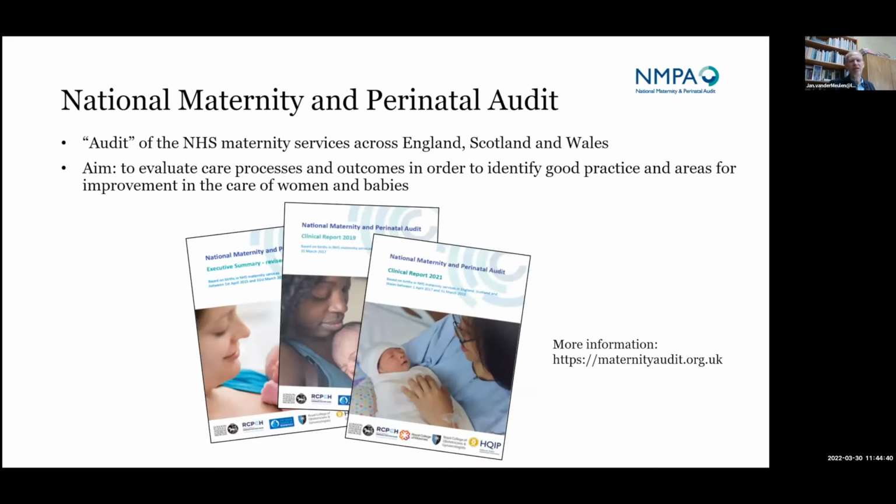Okay, let me give you an example. As I said to you before, the National Maternity and Perinatal Audit is an audit, a quality assessment, quality assurance, quality improvement project, all combined, of maternity services, maternity units in England, Scotland, and Wales. We try to evaluate process and outcome of maternity care in order to identify good practice and areas for improvement. So it is particularly important to see it as a whole exercise: assessment, assurance, and improvement.